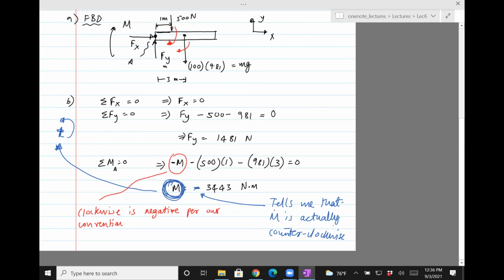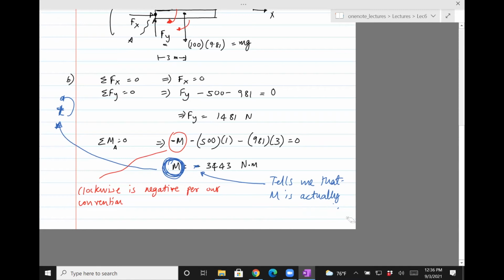Maybe a better way to say this is the sign tells me that M is actually opposite of what I started with. Nothing's about clockwise or counterclockwise. Okay, so that was a sort of a refresher, a relatively easy problem. But let's do a more involved one.